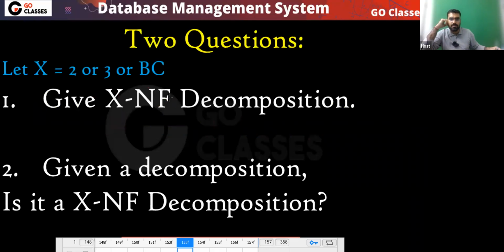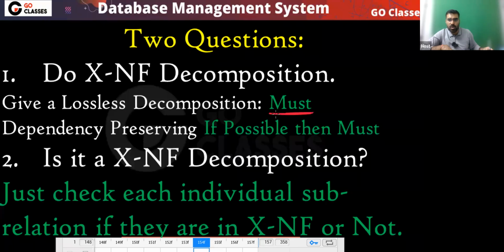If I ask you to give me an XNF decomposition, whatever, like 2NF, 3NF, BCNF, this X can be 2, this X can be 3, this X can be BC. So you can notice, if I ask you to give me a 2NF, 3NF or BCNF decomposition, what you will give me? Tell me. In this situation, you will give me lossless. Then definitely you must give me lossless.